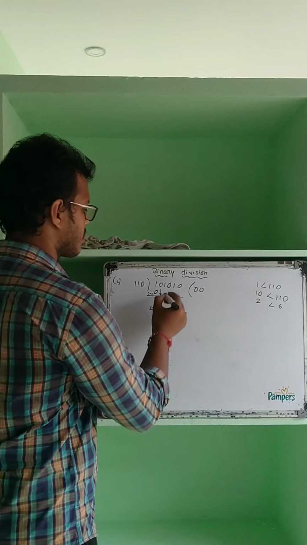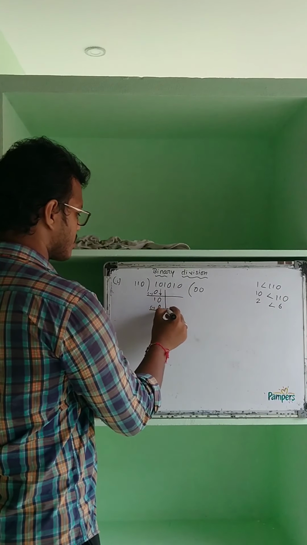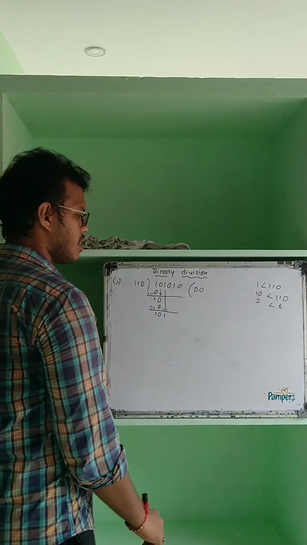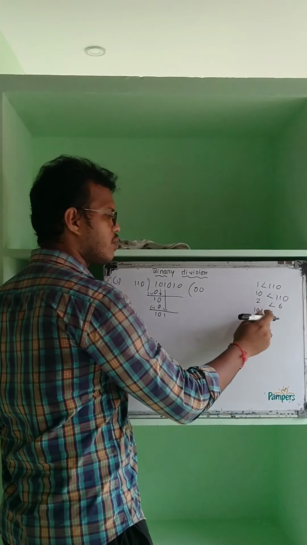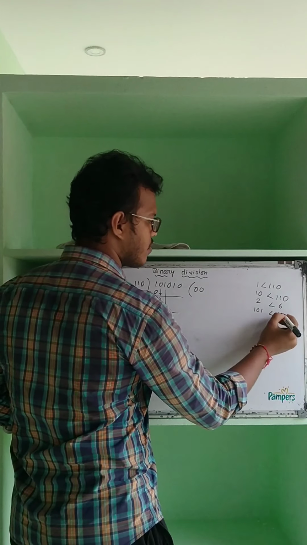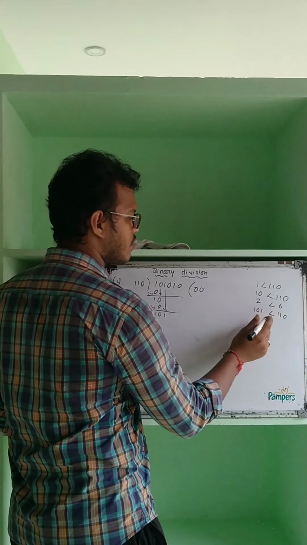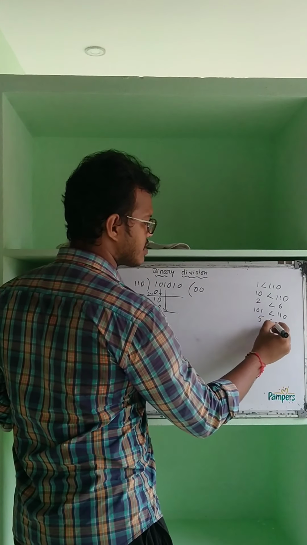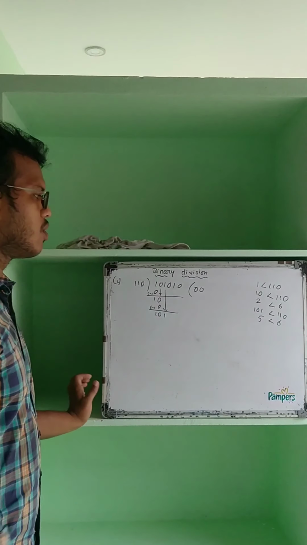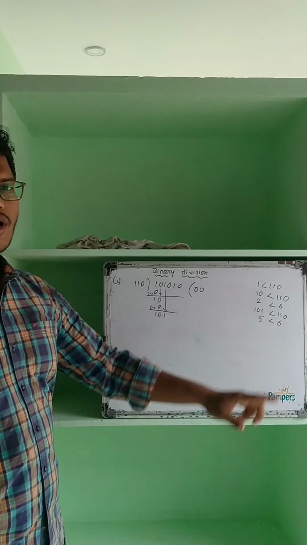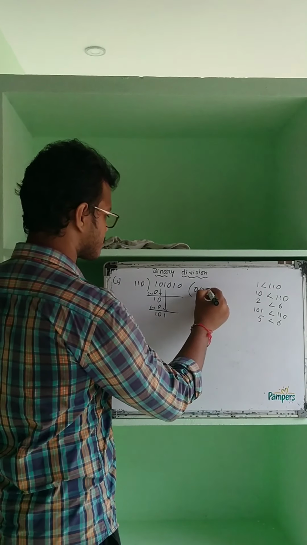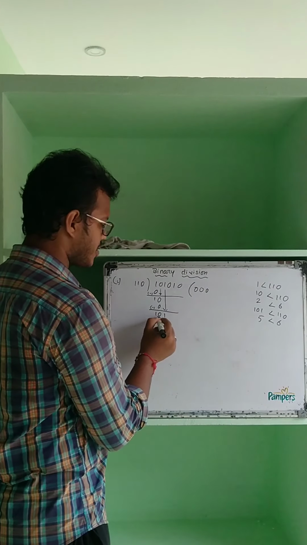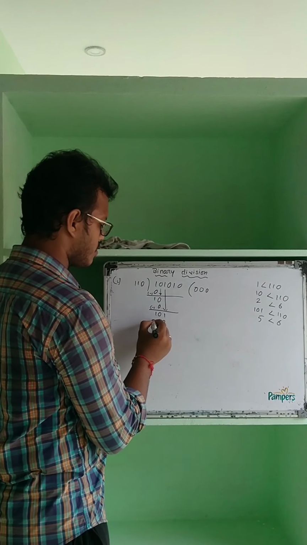You get 0, bring down 1 here. So 101 is still less than 110. 101 means 5 is less than 6. So still it is 0.